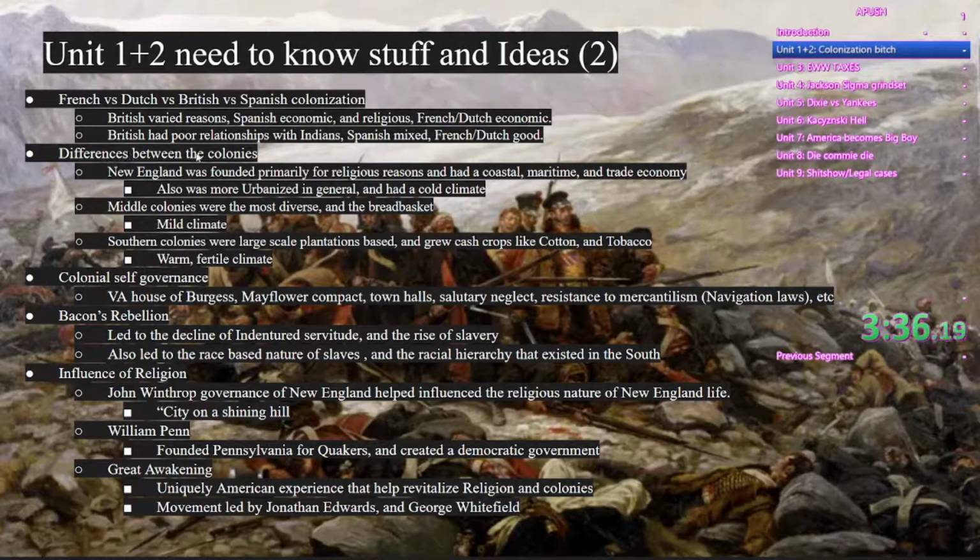Now, for the differences between the English colonies, New England was founded primarily for religious reasons and had a coastal, maritime, and trade-based economy. New England was also, in general, far more urbanized and had a colder climate. The middle colonies were the most religiously and ethnically diverse of the colonies, and it was also sort of like the breadbasket of the colonies. It had a mild climate.